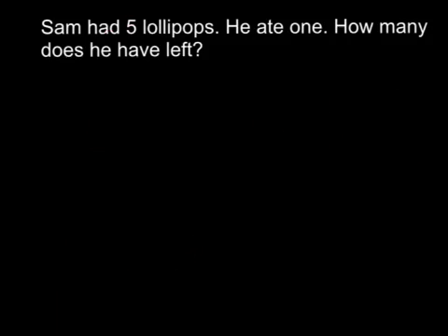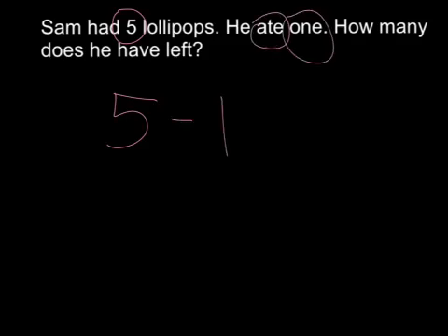Let's have a look at the next problem. Sam had 5 lollipops. He ate 1. How many does he have left? Okay, so he had 5. That's what he started with. He ate 1, so that tells me it's a takeaway 1. Okay, how many does he have left? I can see that that's take away 1, that's a count back strategy. So I hold 5 in my head, count back 1, the answer's 4. There was no rearranging or partitioning needed for that one.